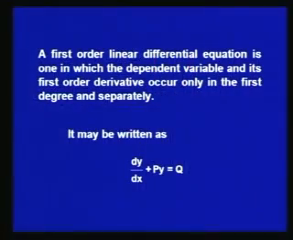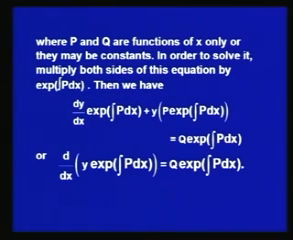Now, in today's lecture we will discuss linear differential equations of the first order and orthogonal trajectories. A first order linear differential equation is one in which the dependent variable and its first order derivative occur only in the first degree and separately. We may write the differential equation as dy/dx + py = q, where y is the dependent variable and x is the independent variable. The p and q are both functions of x only or constants.